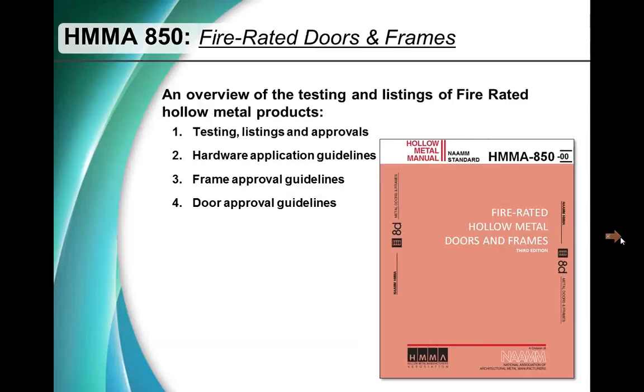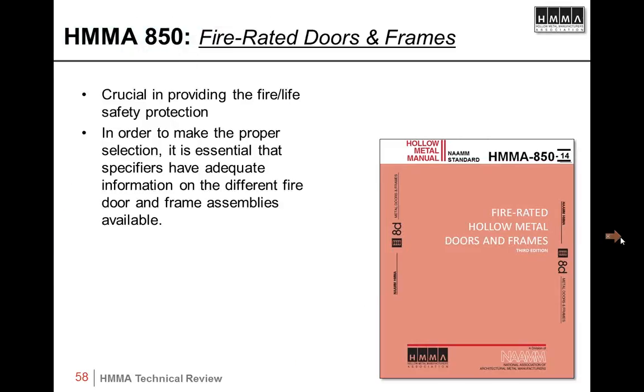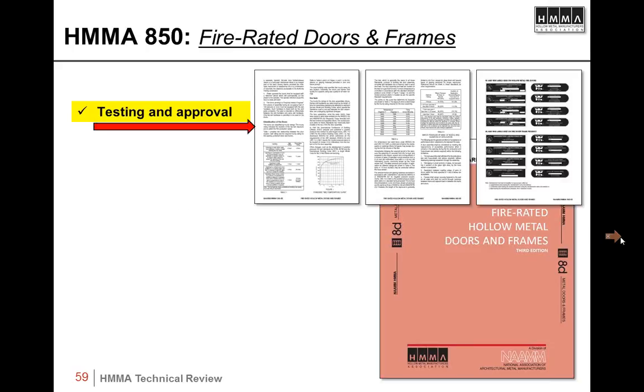850 is a document, again, that I can't do justice to. This is a very good reference tool and a broad overview of how the hollow metal products are listed, tested, and a lot of the approvals available. In this, a lot of the fire testing information is reviewed and documented, and again, it's a very good reference. Looking at this, there is a lot of information covered on testing and labeling.